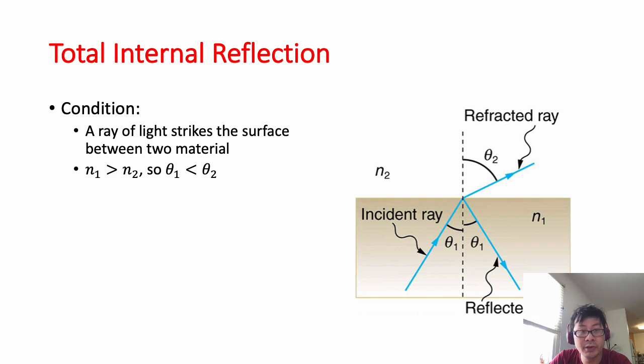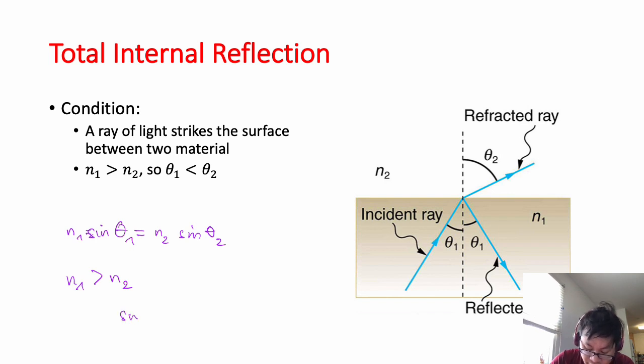The next part is about total internal reflection. This occurs when a ray of light hits the surface between two materials in which the first material, the incident material, has an index of refraction larger than that of the second material. According to the law of refraction, when n1 is larger than n2, sin theta 1 will be smaller than sin theta 2, and so theta 1 will be smaller than theta 2, with theta in 0 to pi over 2.